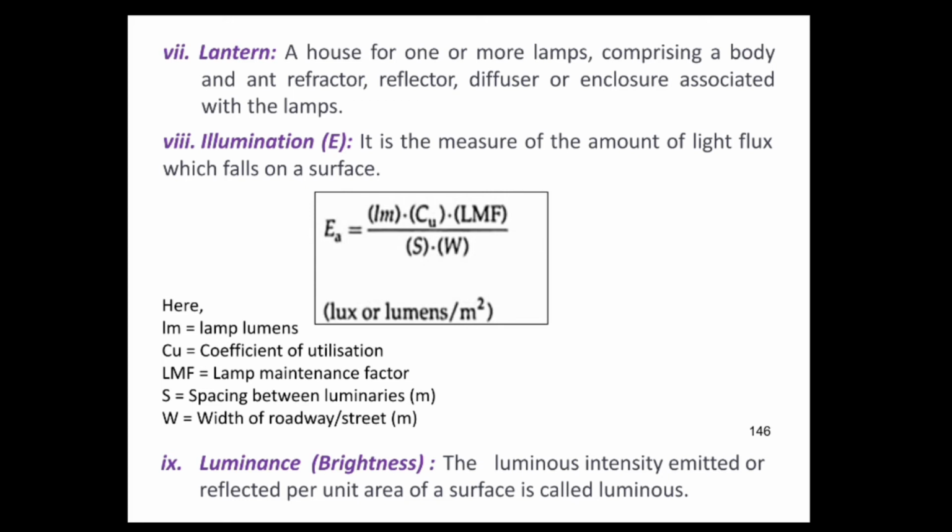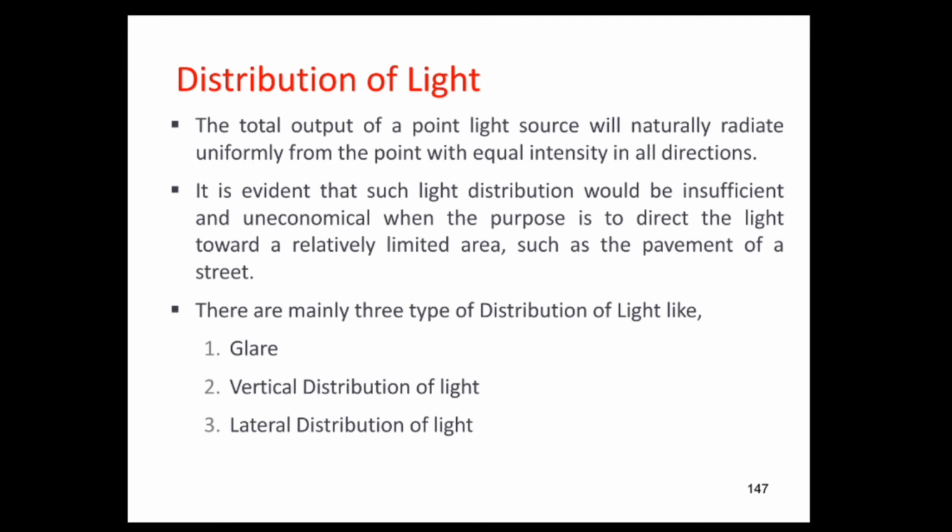Luminance or the brightness is the intensity emitted or reflected per unit area of a surface. The distribution of light. Distribution of light can be explained as the total output of a point light source, which will naturally radiate uniformly from the point with equal intensity in all the directions.